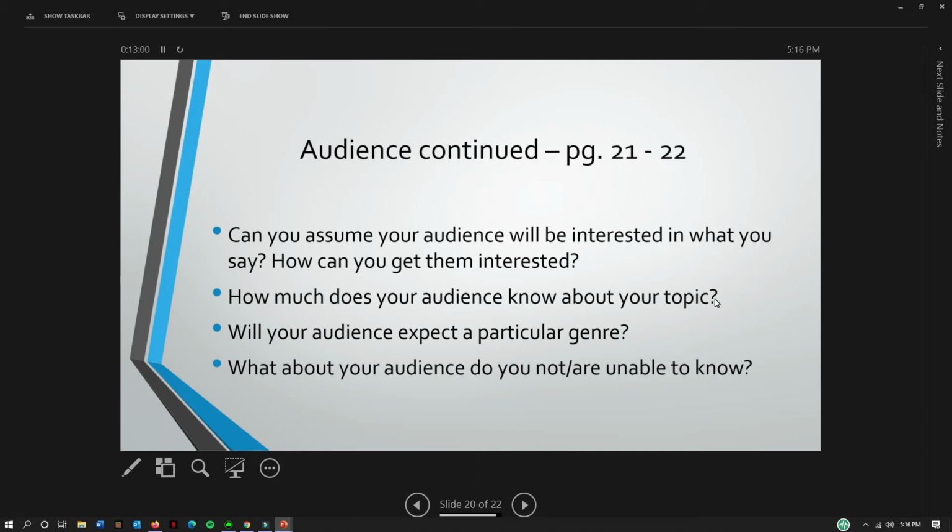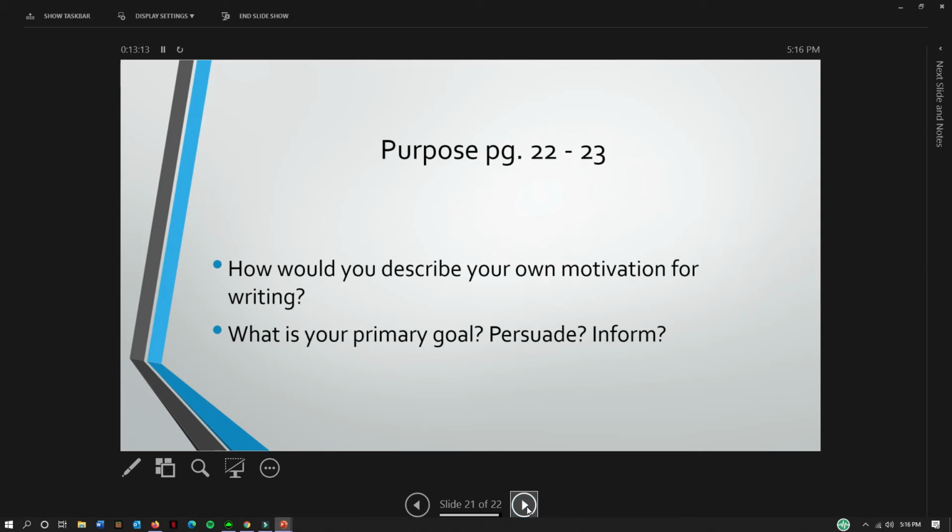Generally, you want to assume that you're writing for a general audience. They have a pretty good education, but they're not exactly experts in the field. So you want to keep it simple enough that the general population can understand.